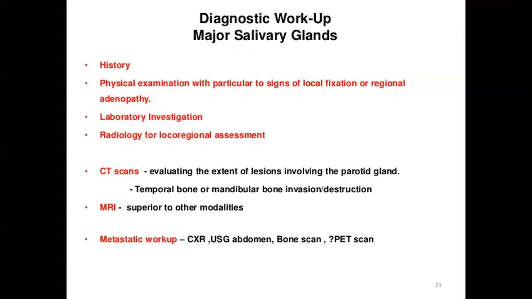CT scan evaluates the extent of lesions involving the parotid gland, temporal bone, and mandibular bone. It can also show invasion and restrictions. Then we can also do MRI, which is superior to other modalities. You can go for the metastatic workup as well: chest X-ray, ultrasound of the abdomen, bone scan, and sometimes we can do a PET scan to evaluate the stages of development.